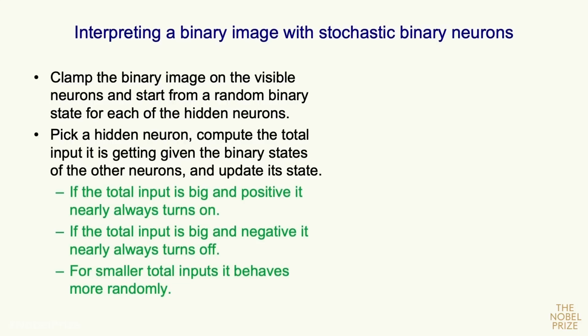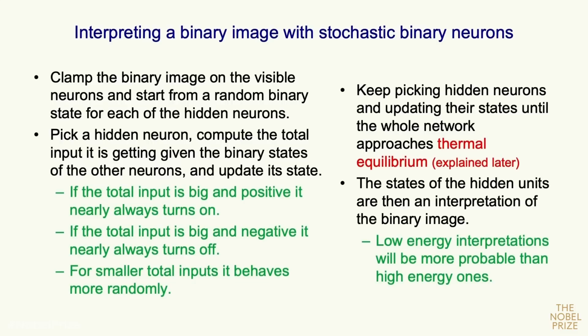That specifies what the input is. And then we pick a hidden neuron at random. We look at the total input it's getting from the other active hidden neurons, and we start them all off in random states. And if it gets total positive input, we probably turn it on, but we might just turn it off if it's only a small positive input. So we keep implementing this rule of turn them on if they're big positive input, off if they're big negative input, but if they're soft, make probabilistic decisions.